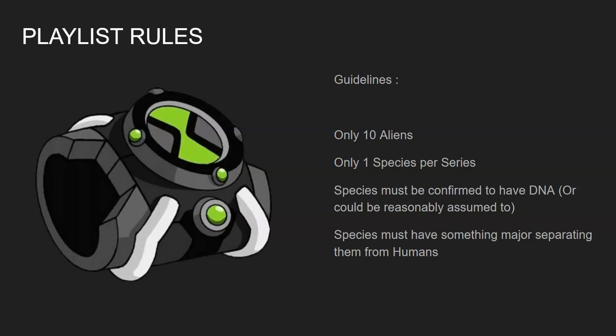The species must be confirmed to have DNA, or could be reasonably assumed to. So if you look at something and you could reasonably assume that it has DNA, but it hasn't been confirmed, that's fine. And the species must have something major separating them from humans, so they can't just basically be a human, they have to have something setting them apart. There is a subspecies in this video that I kinda push that a little bit with, but I still think it counts for that rule. So let's hop right into the first transformation.